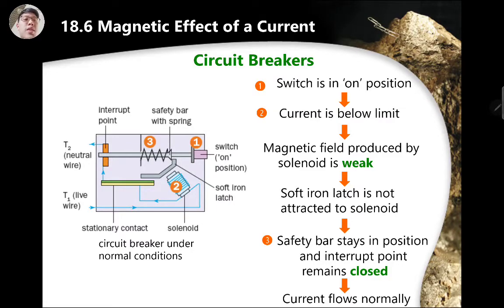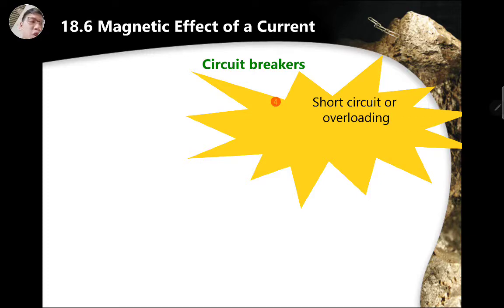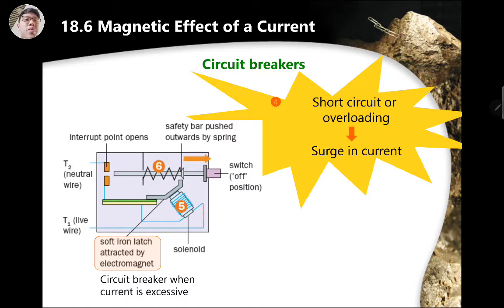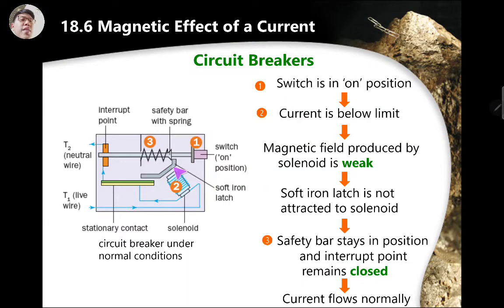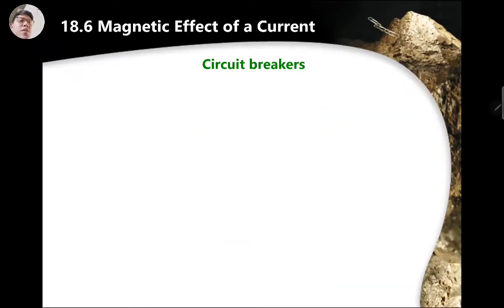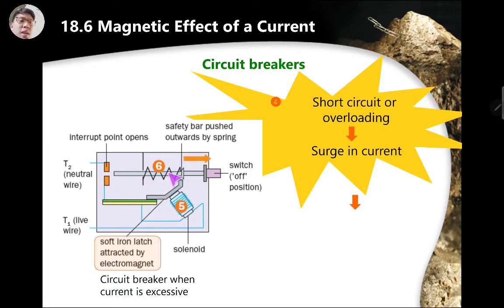Current flows normally. But what happens when there's a surge? There's a short circuit or overloading, there's a surge in current. What will happen? Now, a very large current flows through the electromagnet. You can see here number 5, the magnetic field produced by the solenoid is very, very strong. And so it will attract the soft iron latch. Previously, the soft iron latch was keeping this spring closed. This safety bar is spring closed. But when it gets attracted, it moves down, so it releases and it flies out.